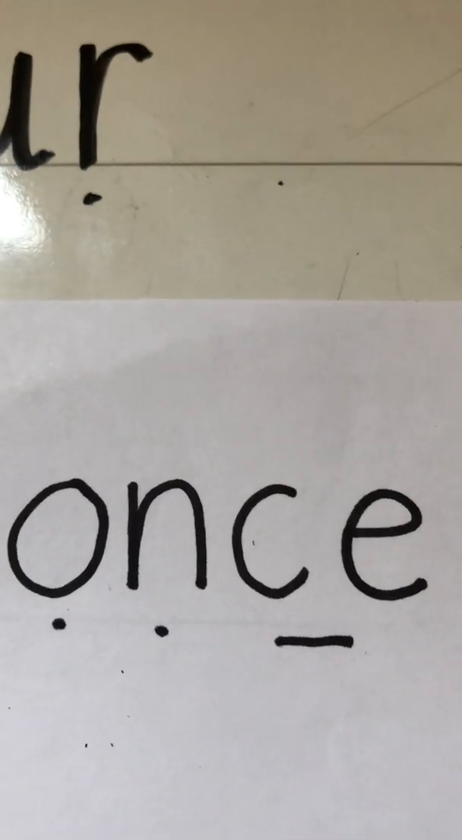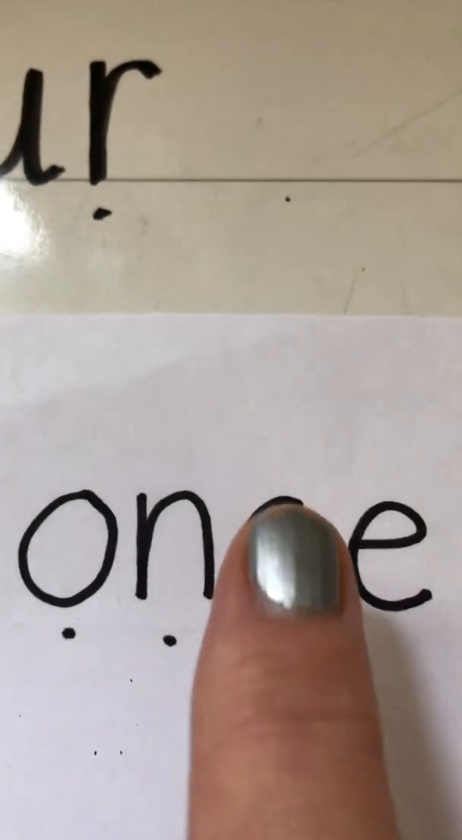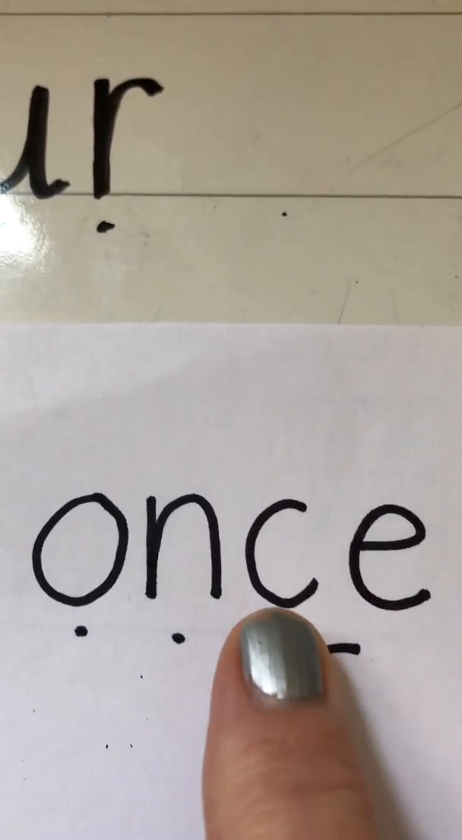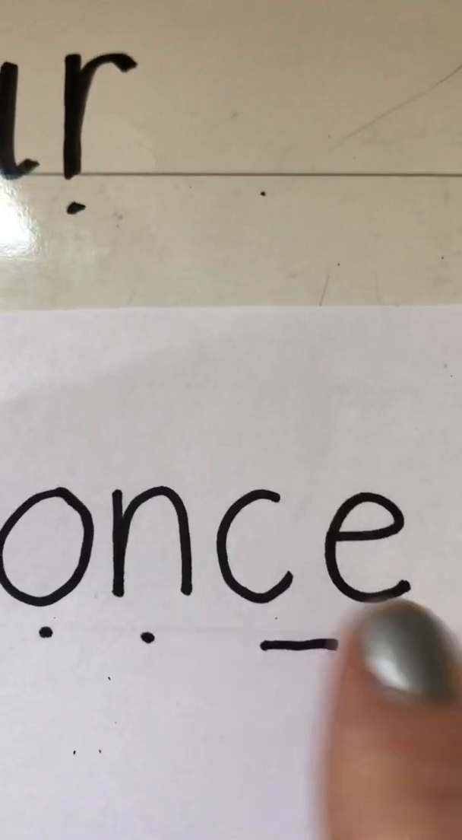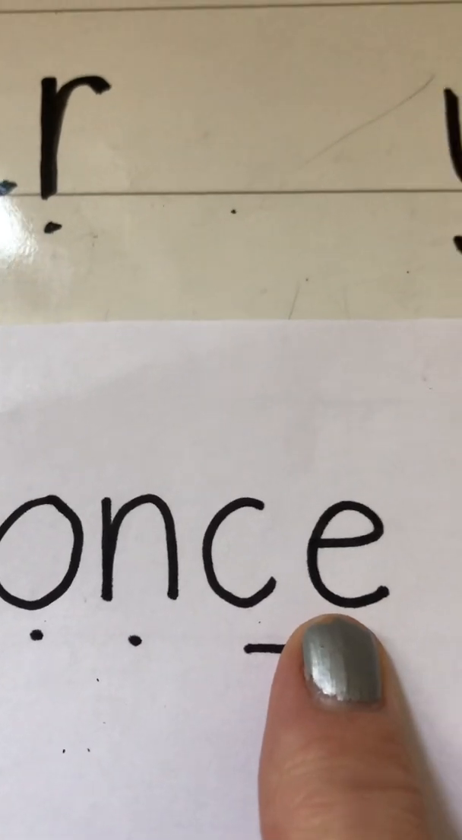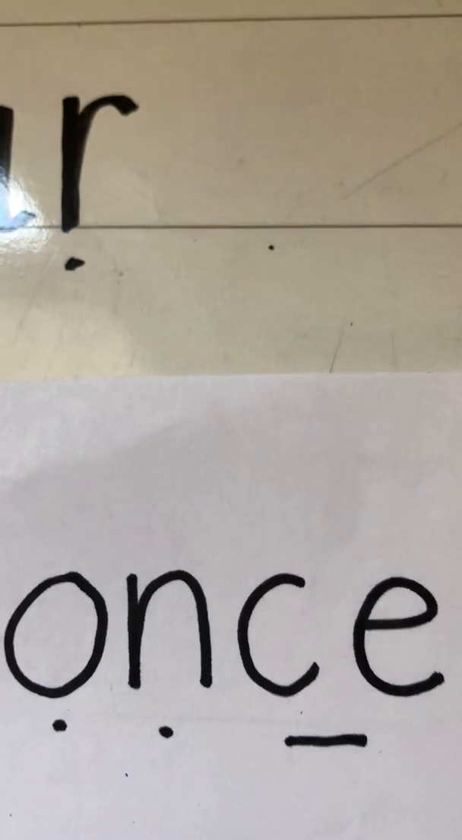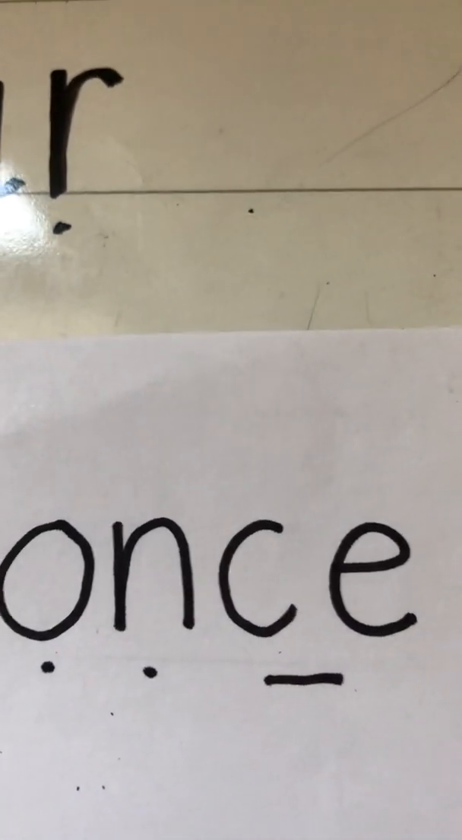Once. So I'm going to try and remember that it's like the word one, but with the C, the letter C before the E. Or you could think of it like it's the word on, but with C-E at the end. There's no S at all. Okay, let's take it away. Pause the video and have a go yourself.